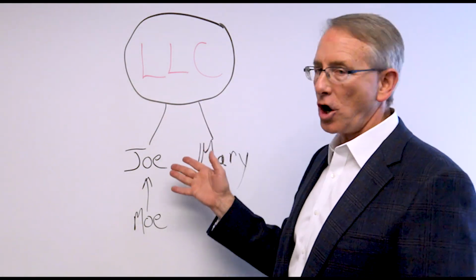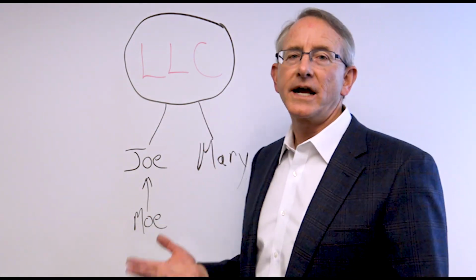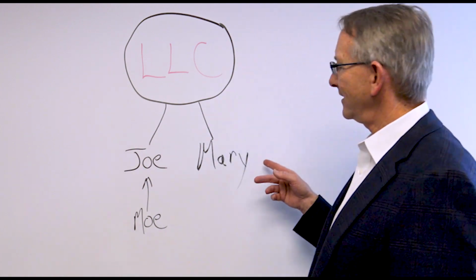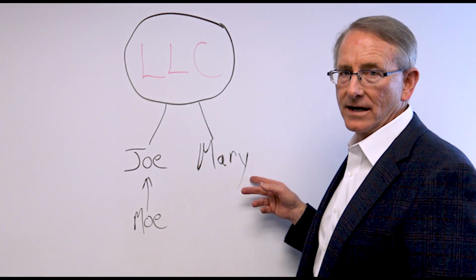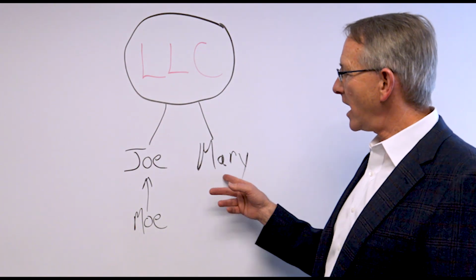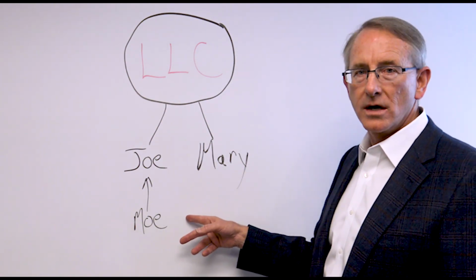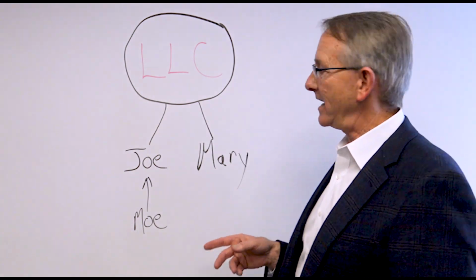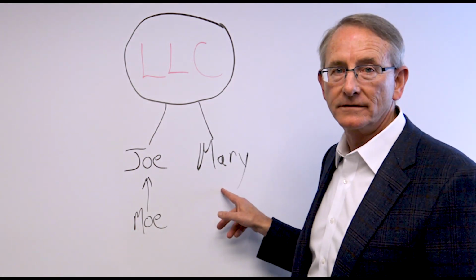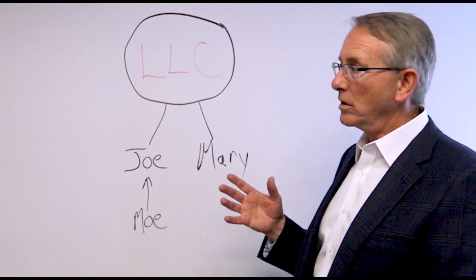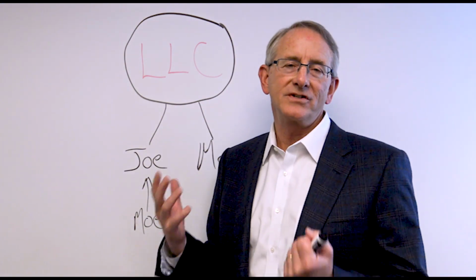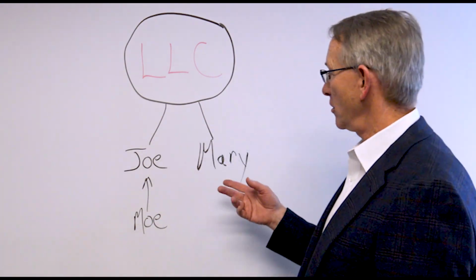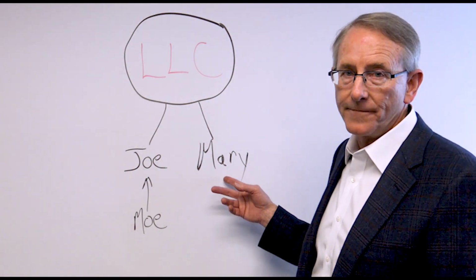So the idea of the charging order, is it to protect Joe? No, it's to protect Mary, right? The charging order says we're not going to let Mo bust in here, force a sale of the LLC asset. That's not fair to Mary, all right? So the charging order is there to protect the innocent partner, which in this case is Mary.